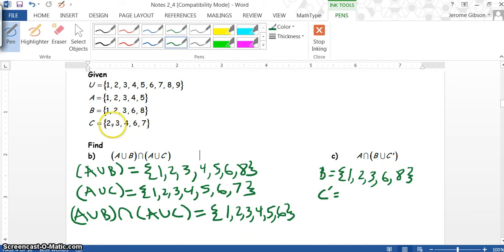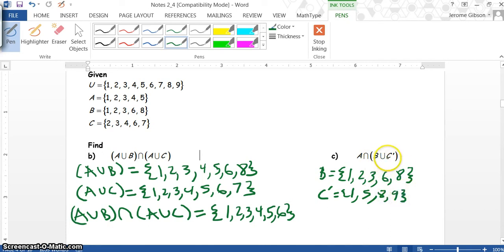Now C complement are all the values that are not contained in C. So we would need to go to the universal set. We have 2, 3, 4, 6, 7. So C complement is actually 1, 5, 8, and also 9.